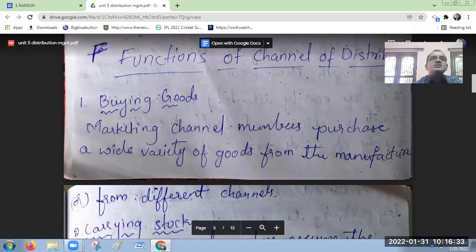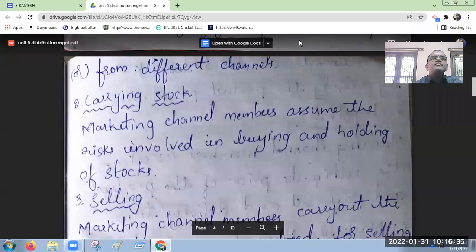Okay. Carrying stock, what they will do is, the producer need not hold so much quantity in his godown, in his warehouse. After the production is over, immediately they will shift the goods to the agent. The agent will immediately shift them to the wholesaler. From the wholesaler, the goods will be shifted to the retailer. So here the producer need not maintain a huge stock of the goods that are produced. Channels of distribution will help in carrying stock.